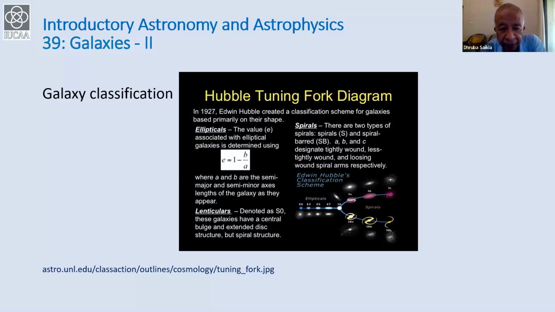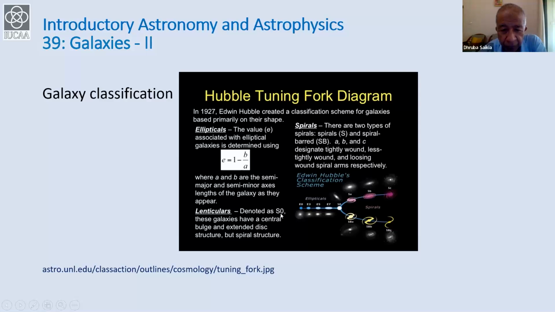And he had a value E, where E is equal to 1 minus B upon A, where A and B are the semi-major and the semi-minor axis. And depending upon the value, you can see that the higher it is, the more elliptical. If B is equal to A, E would be equal to 0. So you'd get a sphere. And as the number increases, it becomes more elongated.